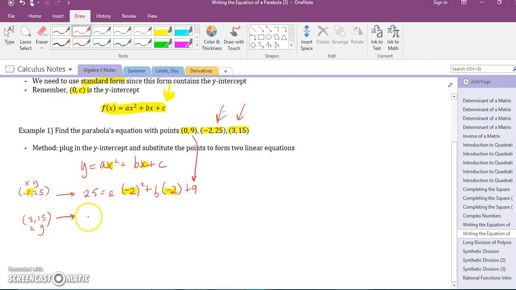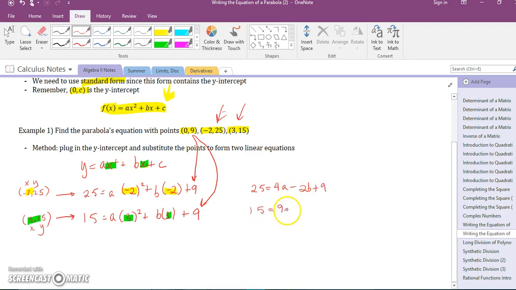All right, let's write another one for (3, 15). This time 15 is my y in y = ax² + bx + c, and the y-intercept doesn't change. It's still going to be the y-intercept here. And again, all the x values went where x goes. So let's clean these up a little bit and rewrite it. So I have 25 = 4a - 2b + 9. And then 15 = 9a + 3b + 9.